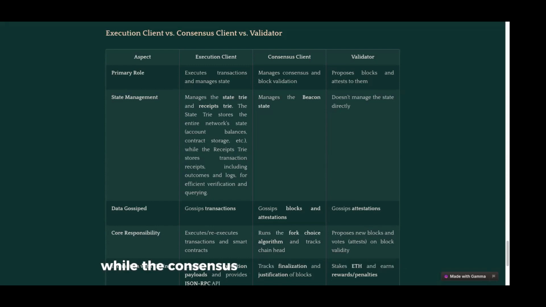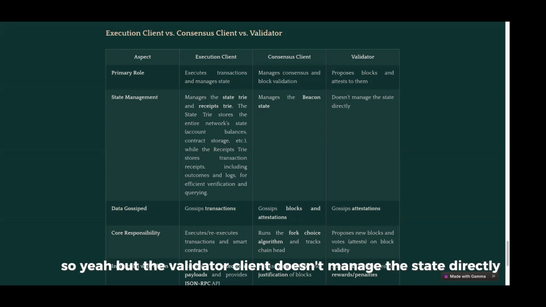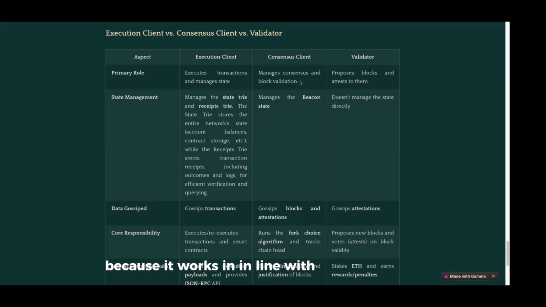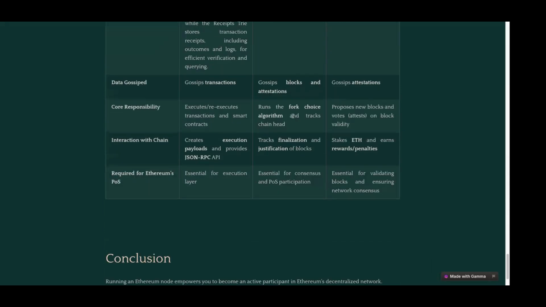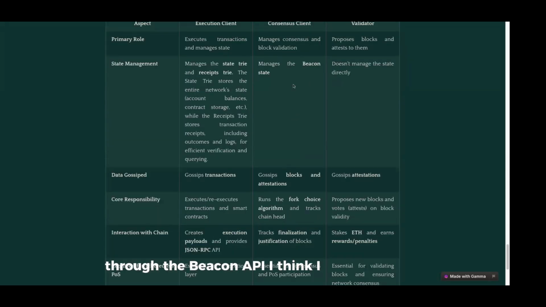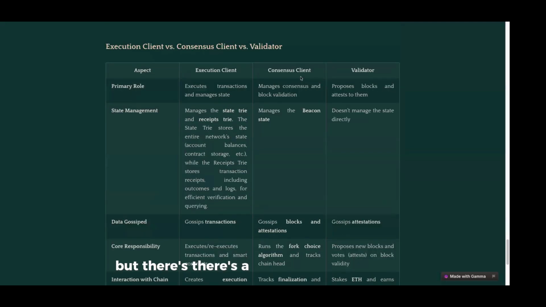while the consensus client manages the beacon state. So you'll be hearing things like beacon chain. You're still referring to the consensus client, right? But the validator client doesn't manage the state directly because it works in line with the consensus client through the beacon API. I think I didn't mention that, but there's an API that allows these two, the validator client and the consensus client, to work together, while the engine API is the part that allows the execution client and consensus client to communicate.